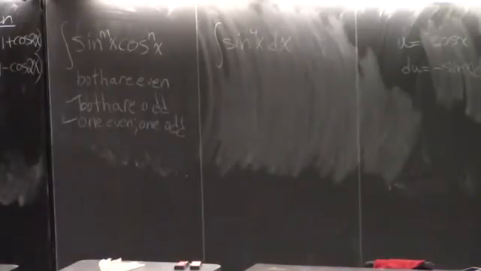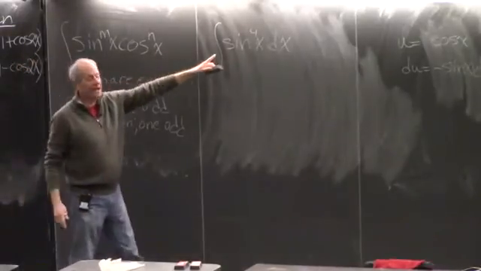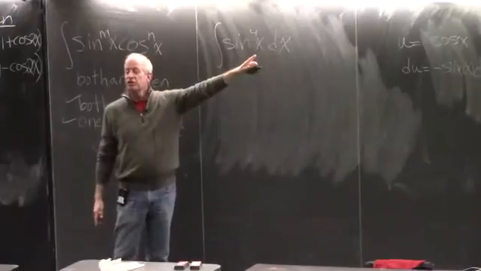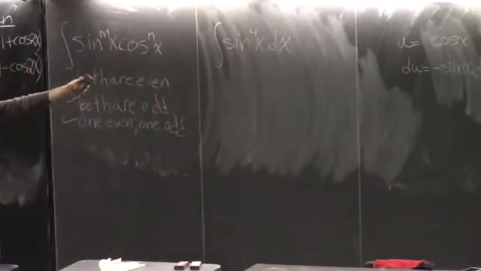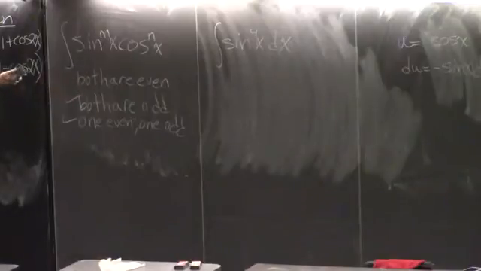See, now here's the thing. Suppose you took out a sine x, like we did on the last one. You'd be left with a sine cubed. And you don't have a substitution for sine cubed. You could have a sine squared, but you'd be left with a sine somewhere in there. So you can't use this substitution. So you have to use this substitution, which is a lot less fun.